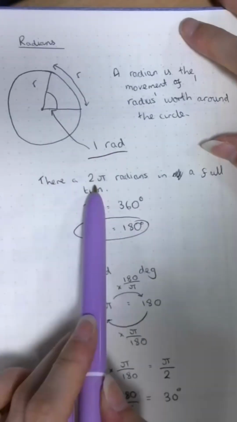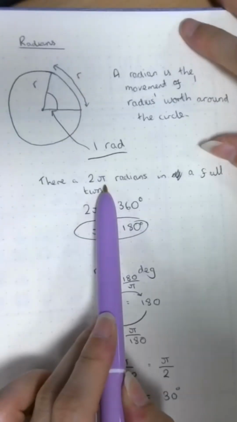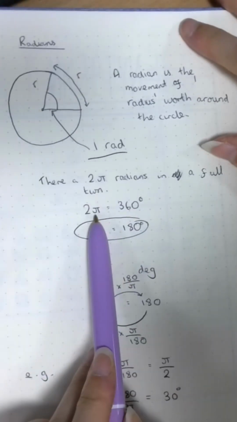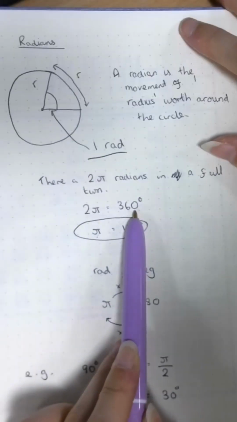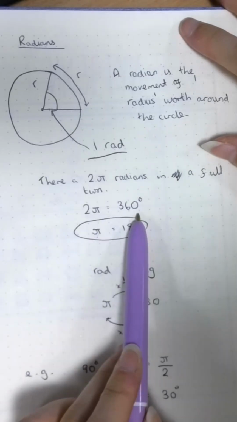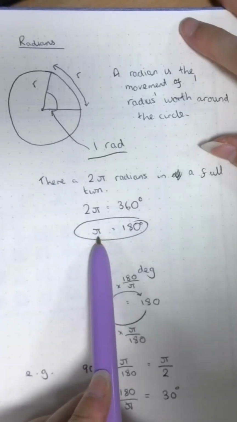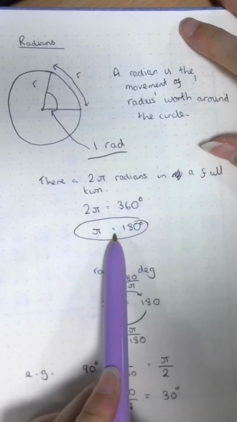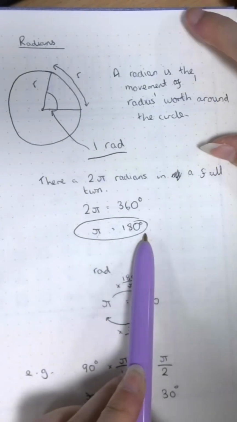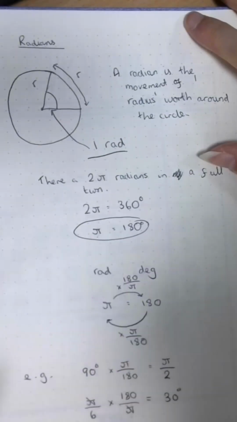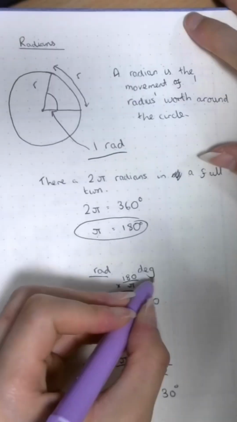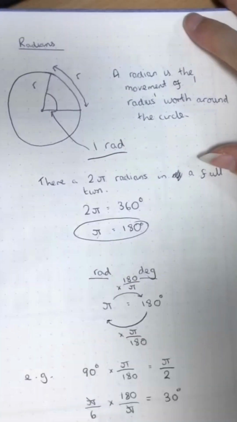And in 1 full turn there are 2 pi radians, meaning that 2 pi in radians must be equivalent to 360 in degrees. If we divide both of those values by 2, we then also get this value here. Pi is equal to 180 degrees, and we can use that information to convert between radians and degrees. So here I have pi radians and 180 degrees.